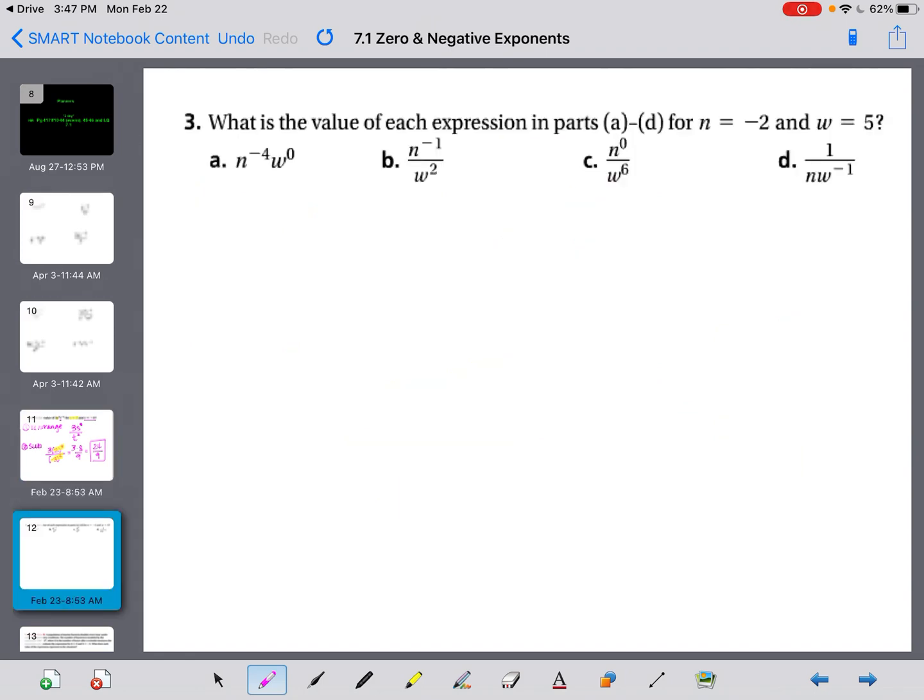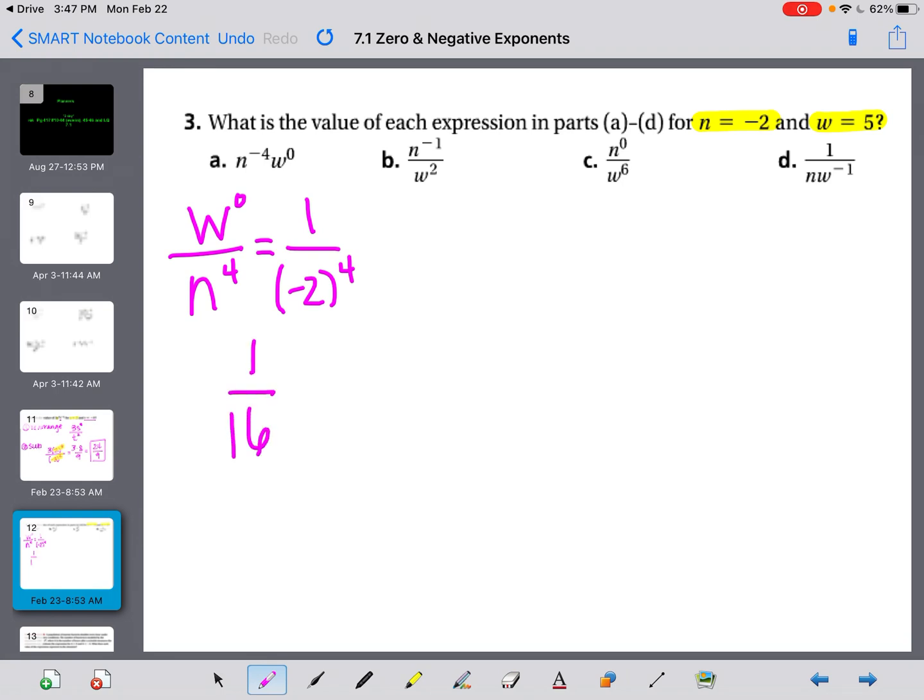All right, letter A. Remember that for all of these, any place that I see an N, we'll put a -2, and a W, we'll put a 5. But the first thing we need to do is rearrange. So I have W to the 0 on top, N to the 4th on the bottom. W to the 0, or anything to the 0 power, is just 1, so I'm not going to bother with that. But my N is a -2 to the 4th power. -2 to the 4th power is 16, so I have a 1 over 16.